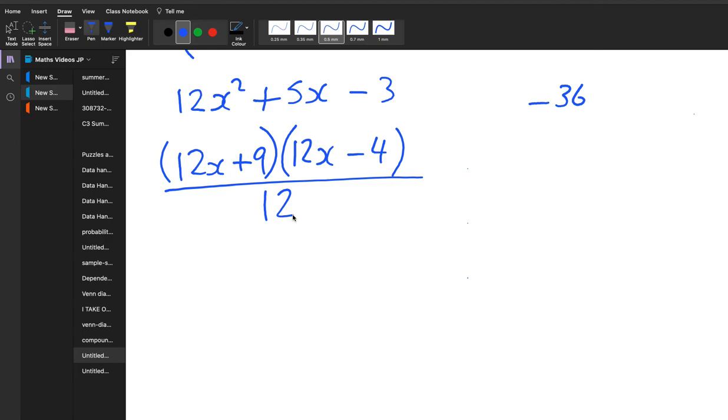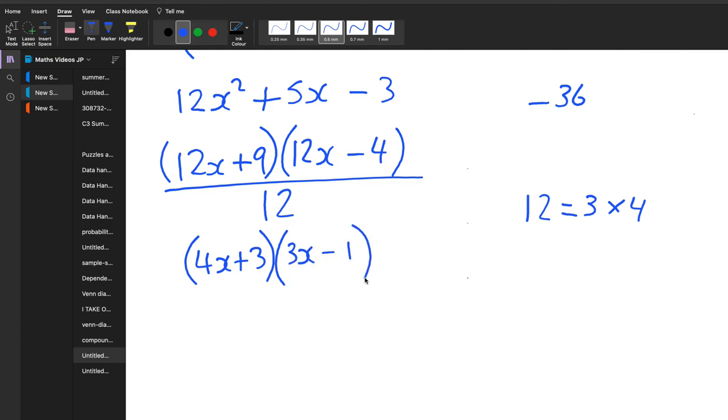Now, on the left-hand side, 12 and 9, they can both be divided by 3. And on the right-hand side, 12 and minus 4, they can both be divided by 4. Remember, 12 conveniently is 3 times 4. So if I divide the left-hand side by 3, I get 4x plus 3. And on the right-hand side, dividing it by 4, I get 3x minus 1.